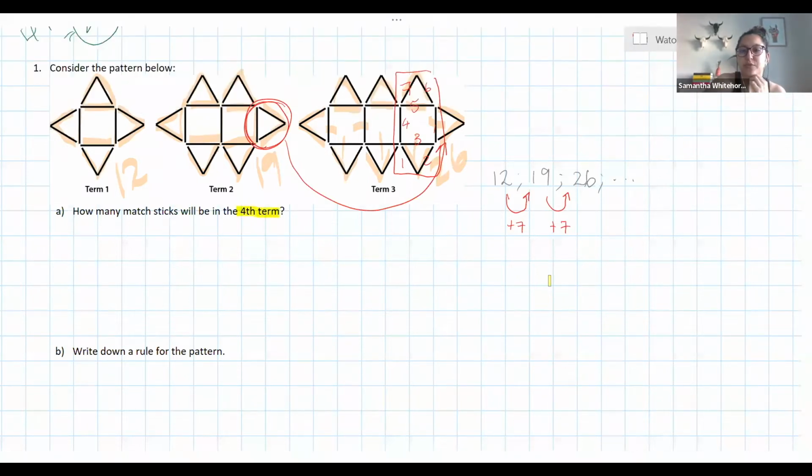So if we carry on this pattern, I can already see lots of hands up. And Lovu, do you want to tell us how many sticks you think there will be in the fourth image or in the fourth term?